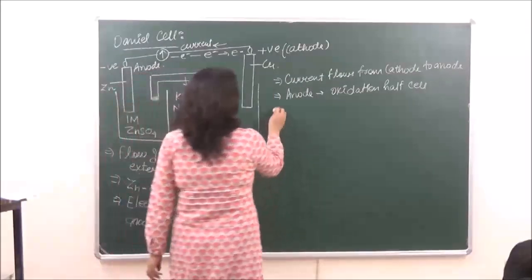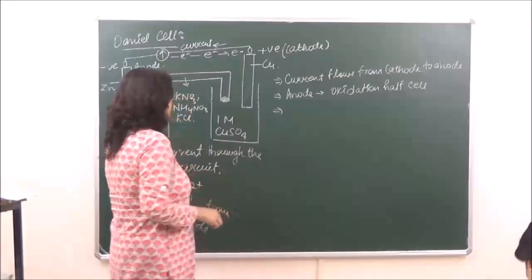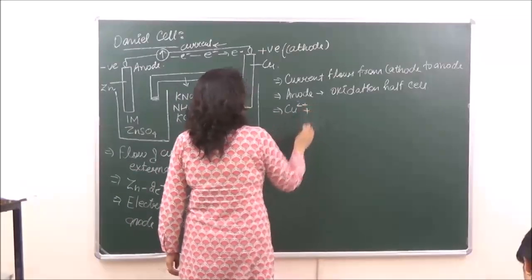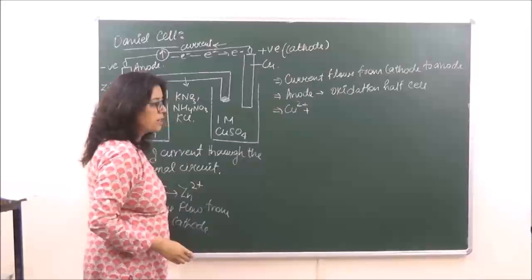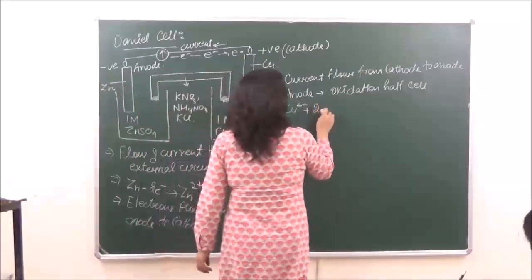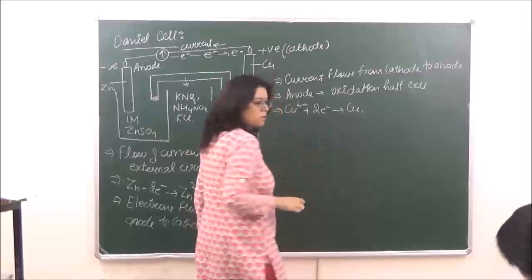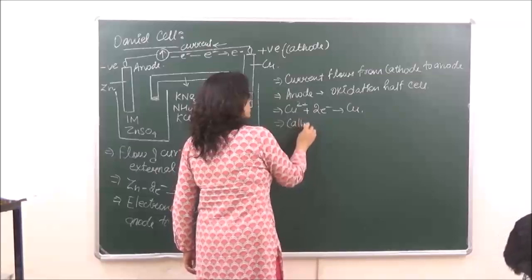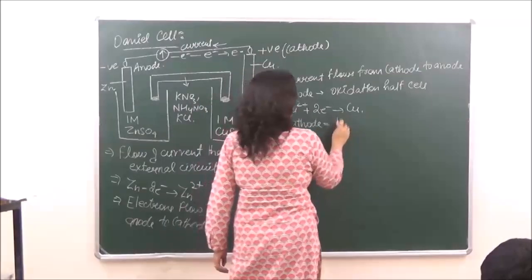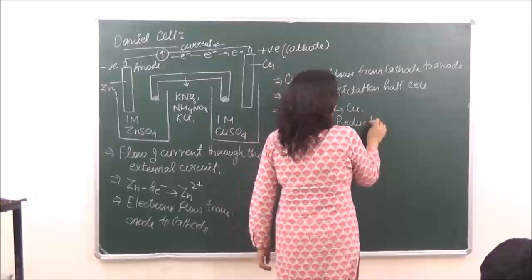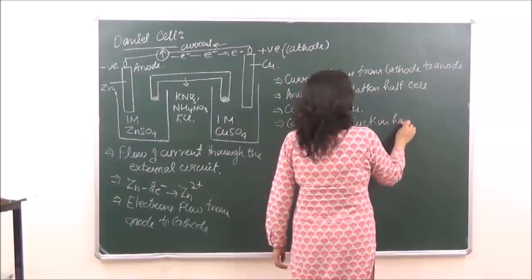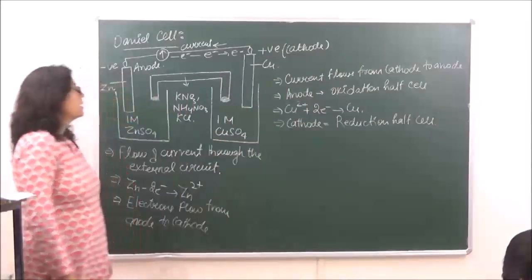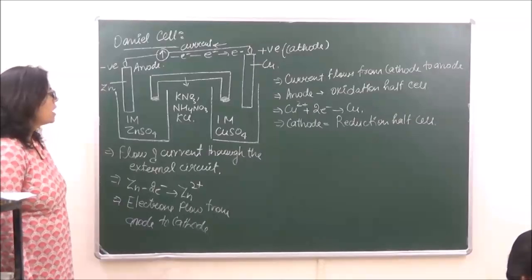Now at the cathode what is happening? The other side, the right hand side of the cell, that is Cu2+ in the solution, is entrapping all the electrons which are coming from the anode. So Cu2+ plus 2 electrons to give Cu. Right? This is the reaction which is taking place at the cathode. So always at the cathode reduction is going to take place, and in the galvanic cell this is known as the reduction half cell.